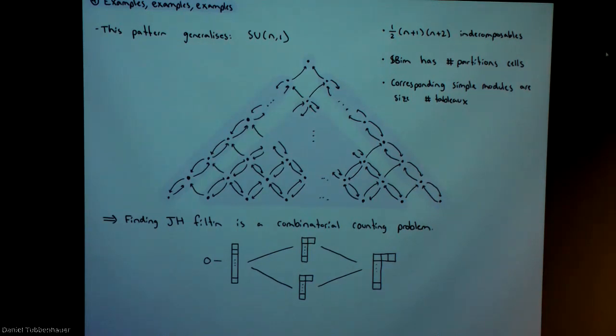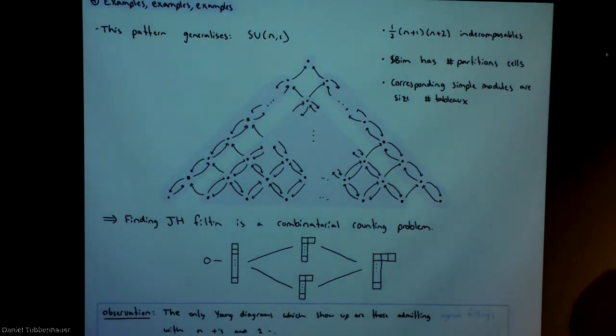So our example has a really similar filtration to the one we saw in the smaller example. And something to notice about this is that if we look at the Young diagrams that show up here, these are exactly the ones which admit signed fillings with n pluses and 1 minus. And by signed fillings, I mean alternating pluses and minus signs, where they have to alternate on the rows, and columns don't have to have any restrictions.